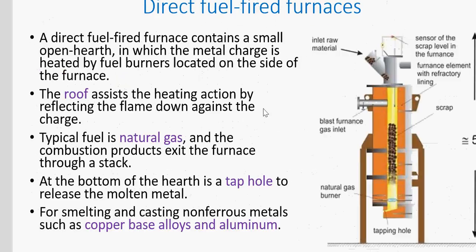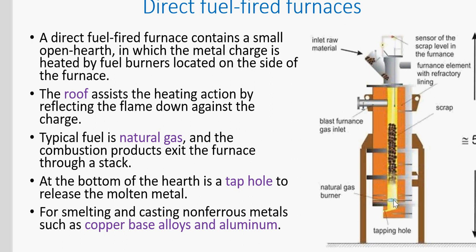Next, we have the direct fired fuel furnaces. Here, direct fired fuel fired furnace contains a small open hearth. So this is the furnace, the open hearth. It's not as big as the cupola furnace. The roof assists the heating action by reflecting the flame. So here there's a kind of reflection surface at the top that reflects it to concentrate the heating. Here, heat where the ingredients are. At the bottom, there is a tap hole where you can what?